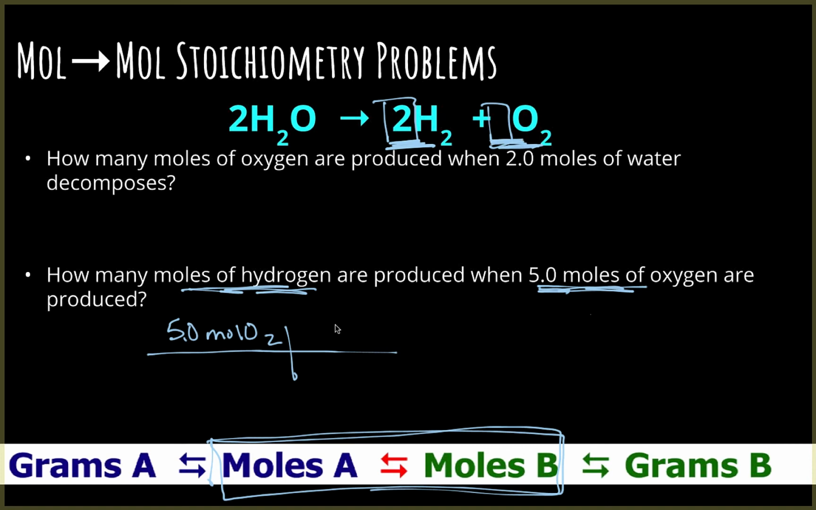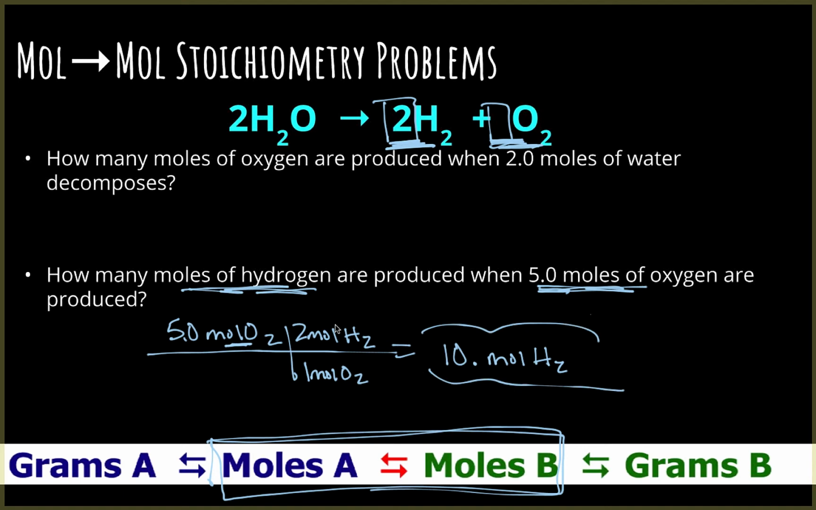Same deal as last time. Whatever I started with, that's going to go on the bottom of the next bracket. So 1 mole of O2 goes on the bottom, 2 moles of H2 go on the top. Multiply across, divide top to bottom. This gives me, and I'm going to put a decimal there to show that that's 2 sig figs, 10. moles of H2. So like I said, these are the simplest ones when you're just going moles to moles.